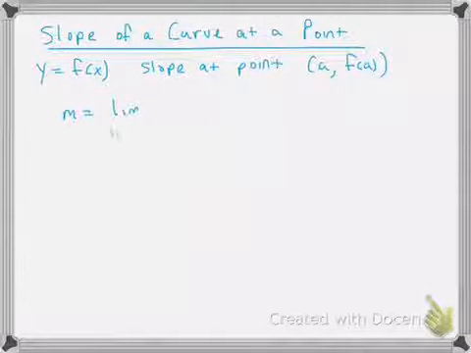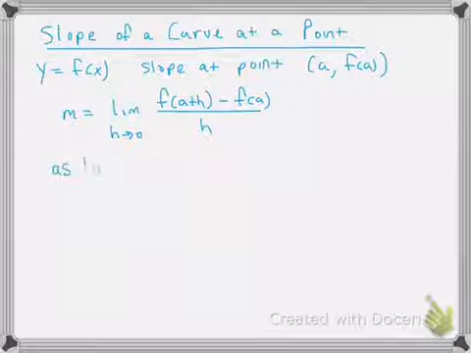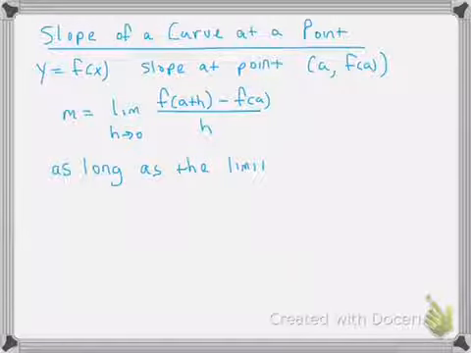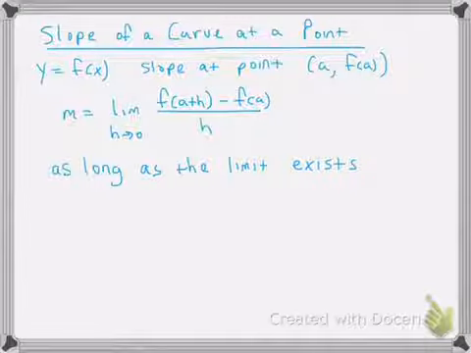So I want the limit as h approaches 0 of f of a plus h minus f of a, all over h. Now, this is true as long as the limit exists. If the limit doesn't exist, then there's something else going on, and we have to investigate a little bit further. But that's how you find the slope of a tangent line, and this is actually how you find the slope of a curve at any point if you have a function and only 1 point.